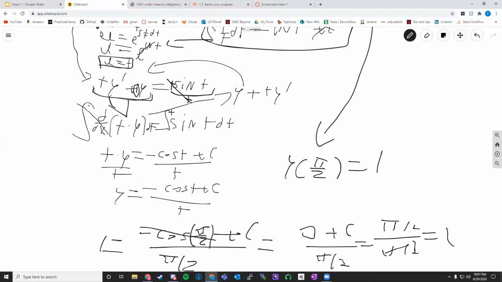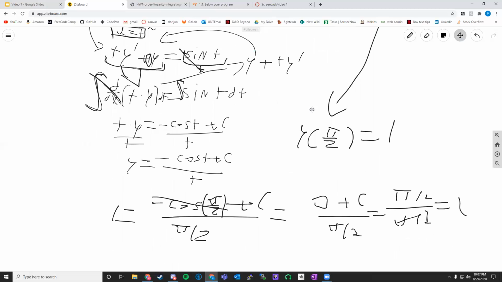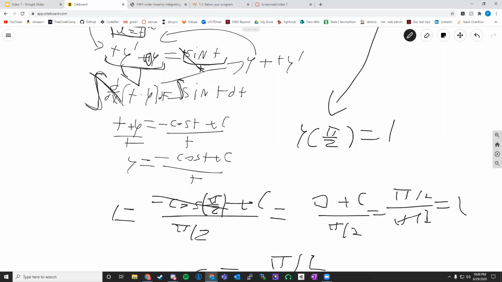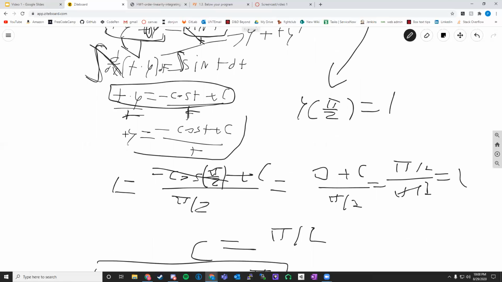Then what we want to do is integrate both sides. On the left side, the integral and the derivative cancel out, so we're just left with t times y. And on the right side, the integral of sine of t dt gives us negative cosine of t. So right here we have t times y equals negative cosine of t plus c. And we want to get this in the form of y equals, so we divide everything by t. And that gives us our general solution right here.